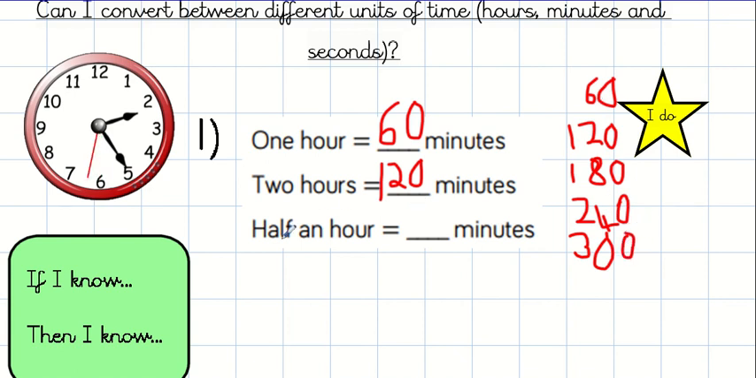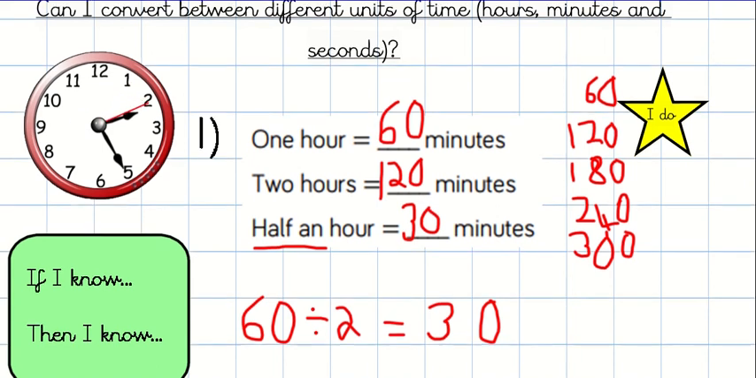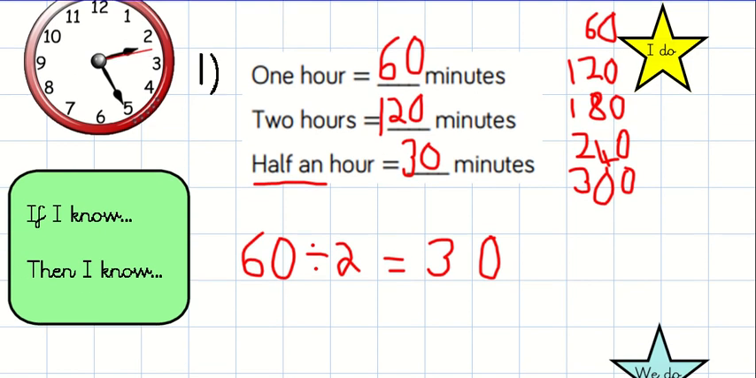Just to help me now, it says here half an hour is how many minutes? Well, if I know that 1 hour is 60 minutes and I want half of that, I'm going to have to do 60 divided by 2, or half of 60, which I know half of 6 is 3, so half of 60 is going to be 30. So when you're working and converting between time, it's really a case of recognising and understanding that if you know those facts, that 1 hour is 60 minutes or 1 minute is 60 seconds, you can work out a lot of the different conversions of time.